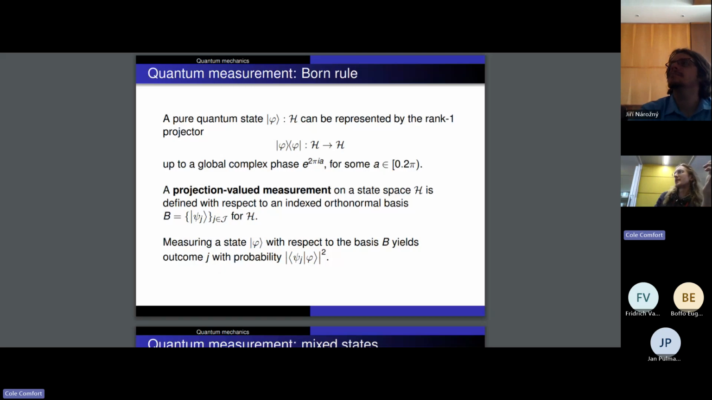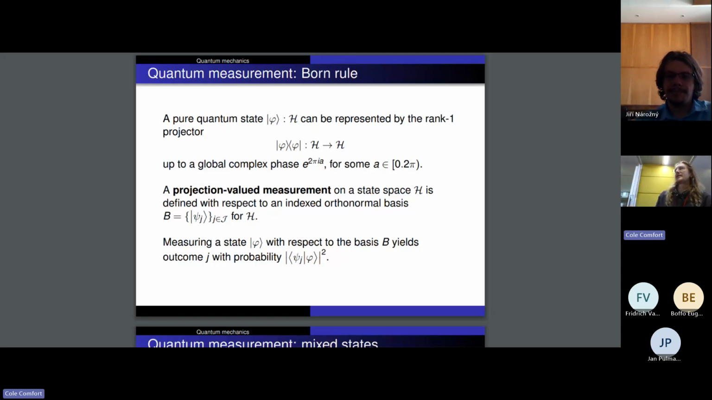The reason why this is done is because then you can talk about quantum measurement. And in quantum mechanics, a measurement is usually done with respect to an orthonormal basis. So if you have your pure quantum state phi, and then you have this orthonormal basis psi indexed by j, then the Born rule states that measuring the state phi with respect to the basis yields an outcome indexed by j with a probability given by this inner product absolute value squared. So that's just how measurement is defined.